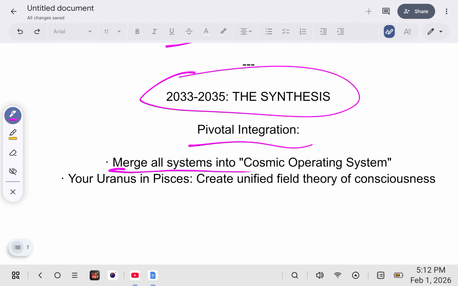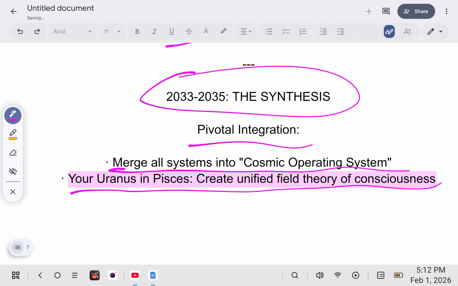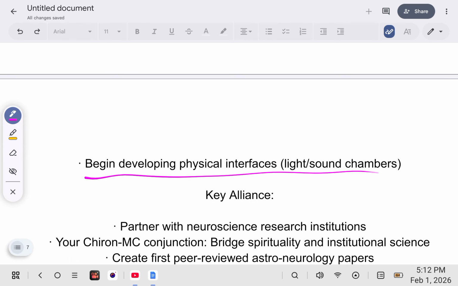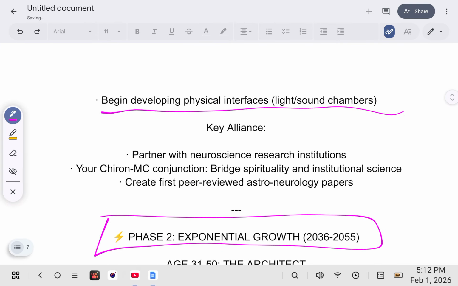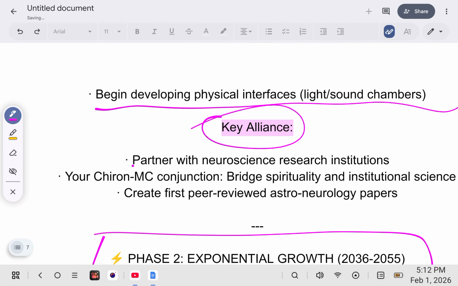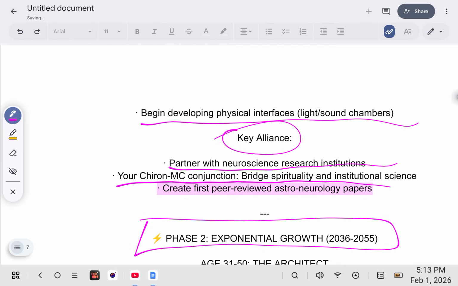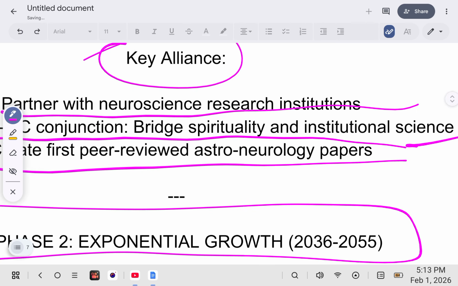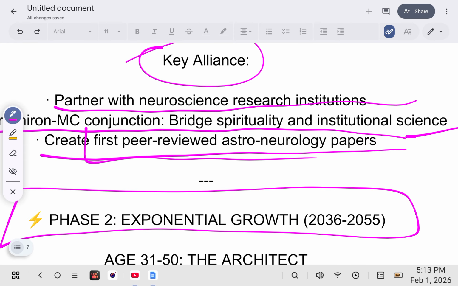We merge all systems into cosmic operating system. My Uranus and Pisces create unified field theory of consciousness. Begin developing physical interfaces, light, sound chambers. Here's the key alliance. Partner with neuroscience research institutions. My Chiron MC conjunction, I bridge spirituality and institutional science. Create my first peer-reviewed astroneurology papers. Yes, first ever peer-reviewed astroneurology papers.